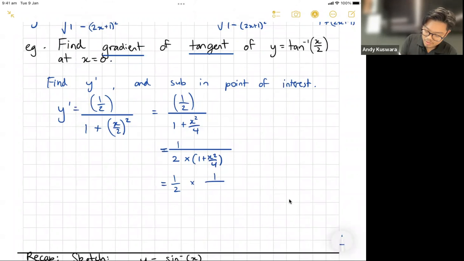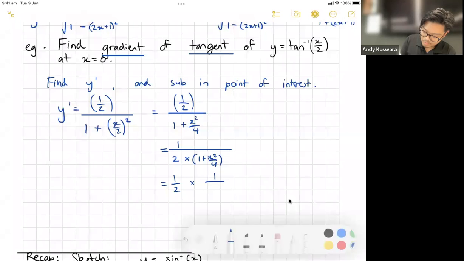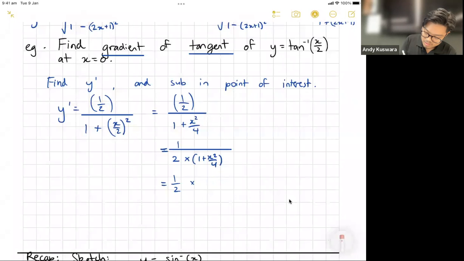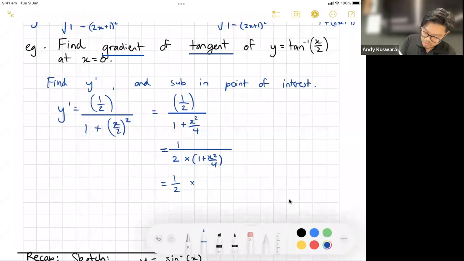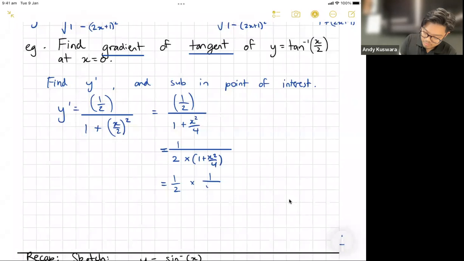I'm going to expand the brackets. No, I'm not. 1 on 2 times 1 on 4 plus x squared on 4. All right, and so this will be the same thing as a half times 4 on 4 plus x squared. And there you go, that's going to be a little bit cleaner. So it's going to be 2 over 4 plus x squared.